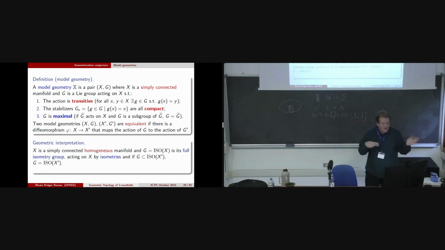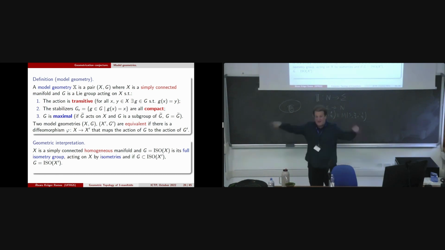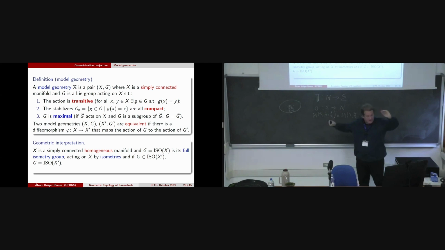Perfect. So, the geometric interpretation of this definition is easier for me. The interpretation is that X is a simply connected homogeneous manifold. What is a homogeneous manifold? It is a Riemannian manifold, so now you have metrics, where any two points are connected by an isometry. So it's a space where it's really difficult to locate where you are, because everywhere looks the same. I'm here or I'm there, I don't know. It looks the same to me. Every two points look the same.